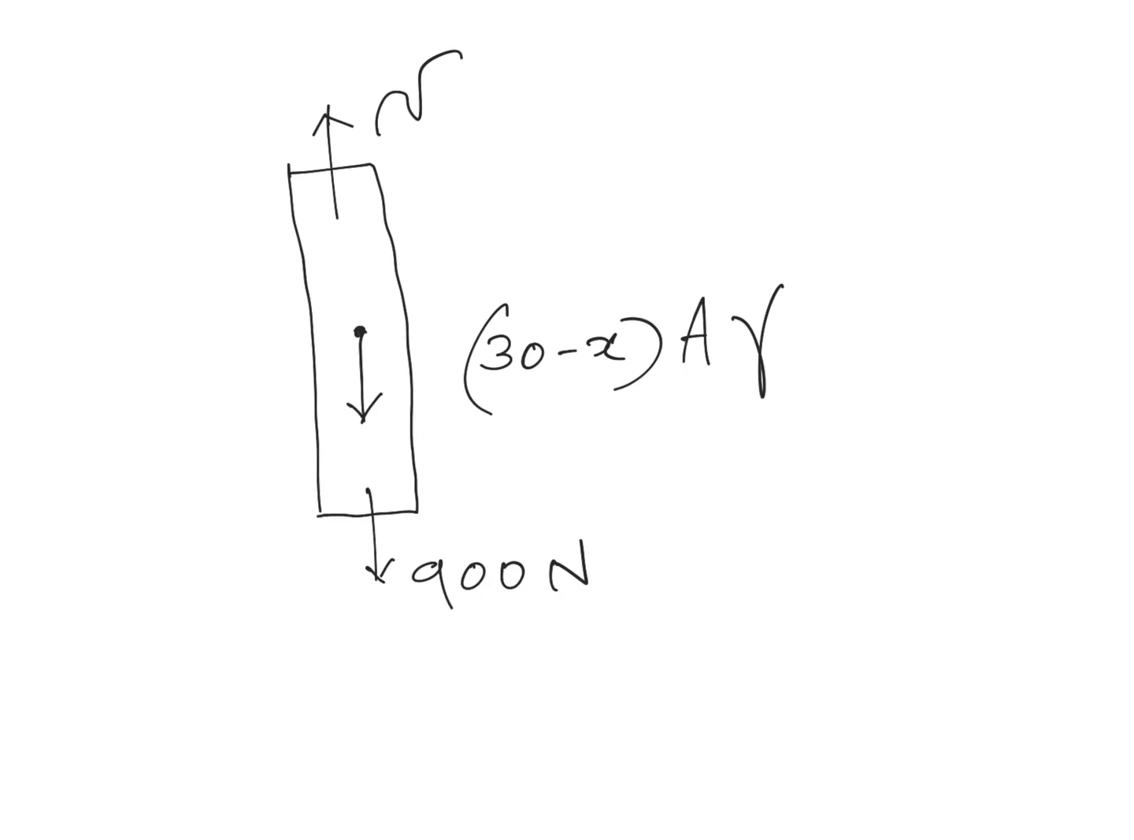So if I draw the free body diagram of the second portion, it will look something like this. Let me elaborate what these forces are. This 900 Newton is the external force, and this particular force which is acting at the center of this portion is the weight, its self weight. So let's say gamma is the specific weight and A is the area of cross section of the bar. We assume that this area of cross section remains the same throughout the length.